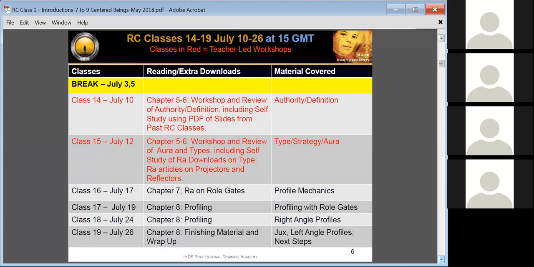And then we're going to do type, aura, with the strategy that goes with that for all 4 types on class 15. And then we're going to wrap up this time together going through profile. Now, you were introduced to the lines of the hexagram in ABC, but we're going to look at profile and the context of your purpose a little bit more when we get into the last 4 classes. And yeah, that'll take us to the end.